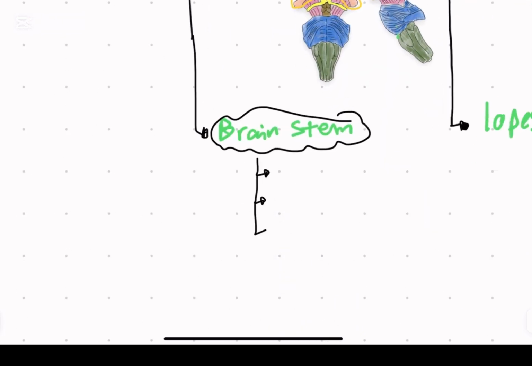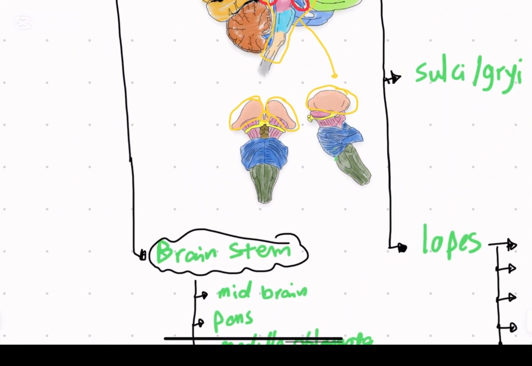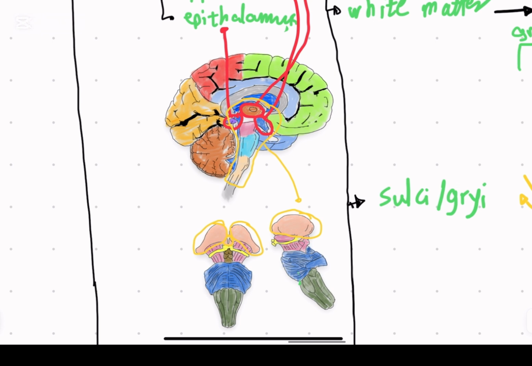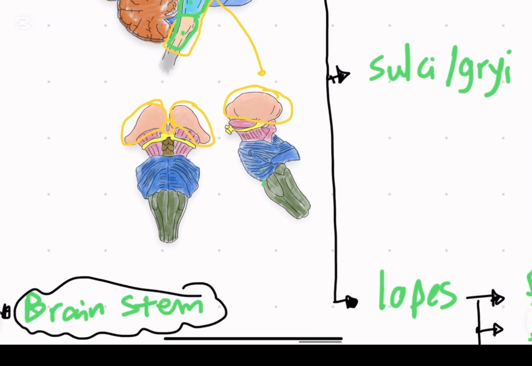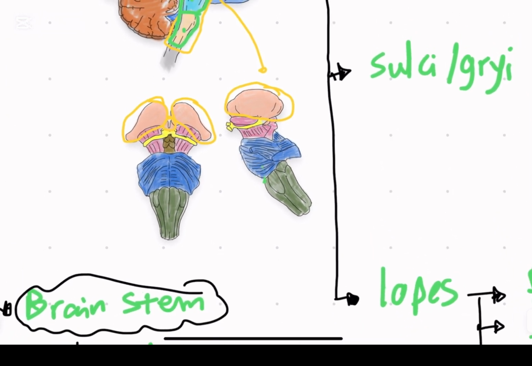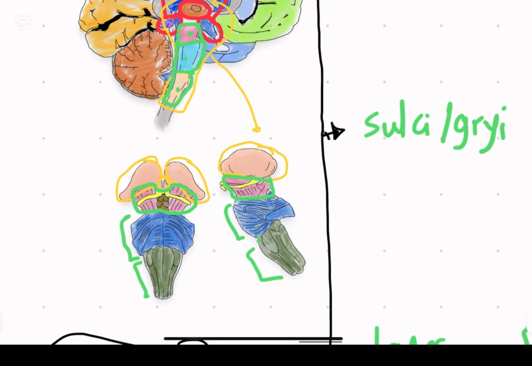three parts: the midbrain, the pons and the medulla oblongata. It connects the brain to the spinal cord. In the same drawing, you can see just below the diencephalon and the thalamus, this is the brainstem. The upper part is known as the midbrain, the middle part is the pons, and the lower part is the medulla oblongata. And then in the other view also we can see the midbrain, the pons, and the medulla oblongata.